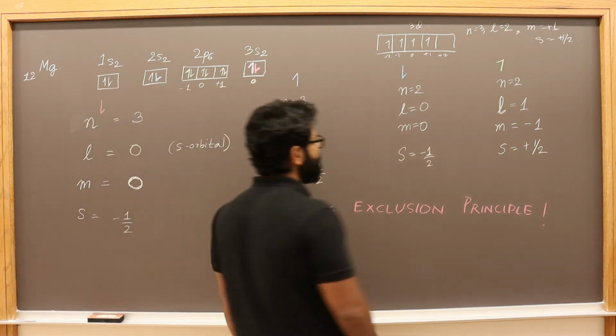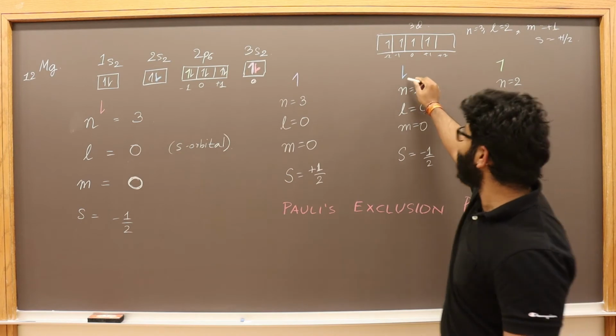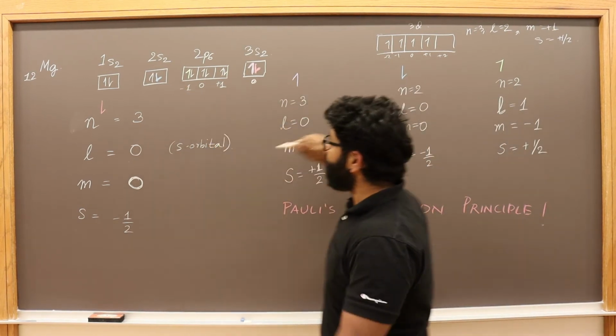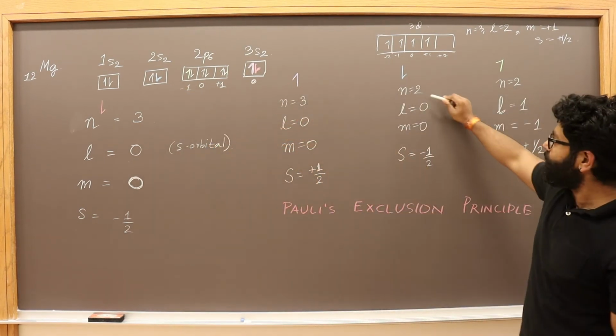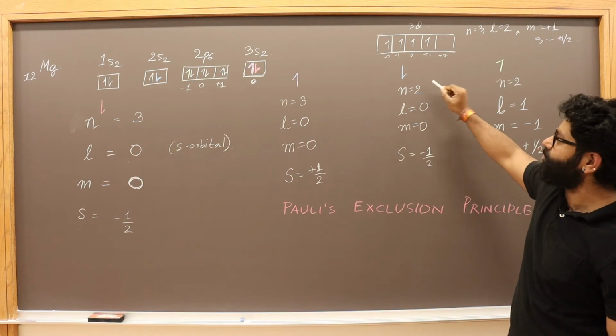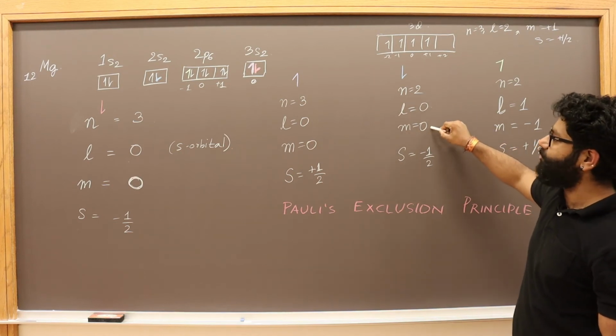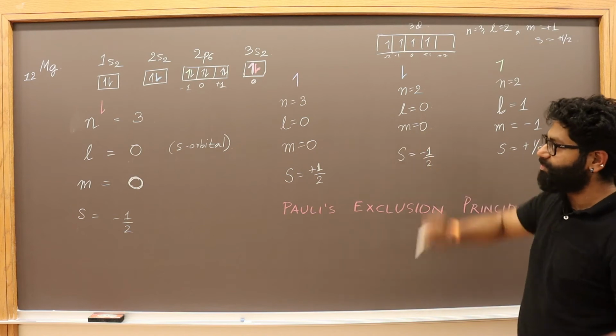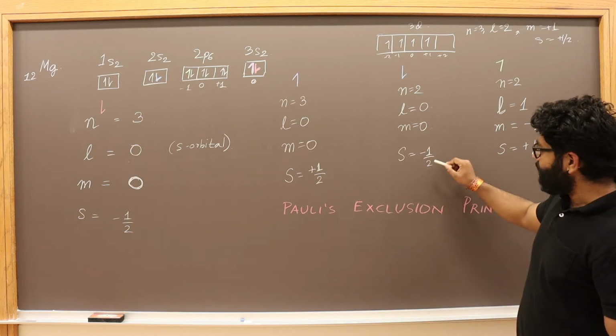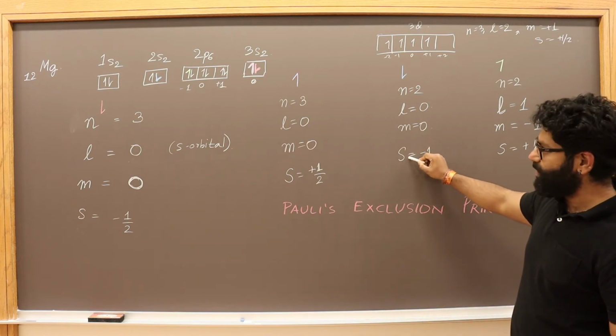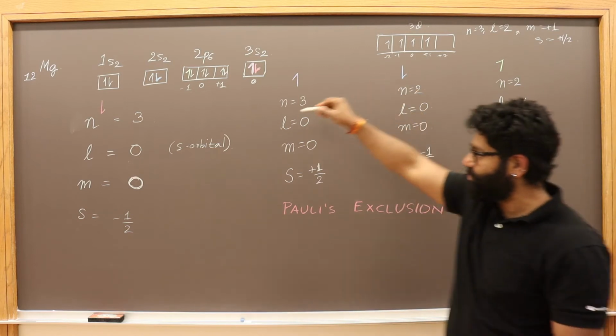Now let's look at this blue electron. It is an electron from the 2s. So the principal quantum number becomes 2, and L and M still remain 0, because it's from the s. The spin quantum number is minus half because it's spin down in here.